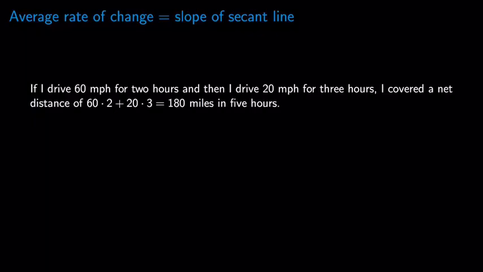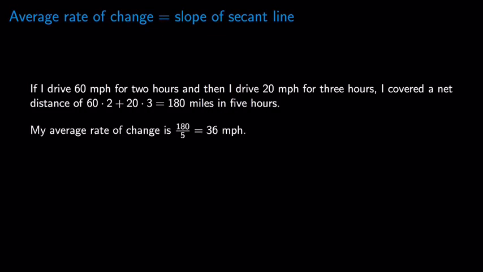So I want you to imagine that you're in your car on the highway and you're sitting at mile marker 0 and you start driving forward. If you were to drive forward at 60 miles an hour for 2 hours, then you'd be at mile marker 120, right? Well, then you slow down and you drive 20 miles an hour for 3 hours. Then you're sitting at mile marker 180.